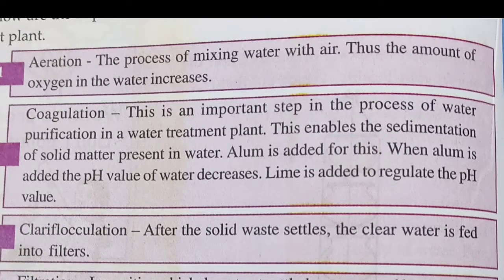Coagulation is an important step in the process of water purification in a water treatment plant. This enables the sedimentation of solid matter present in water. Alum is added for this. When alum is added, the pH value of water decreases. Lime is added to regulate the pH value.